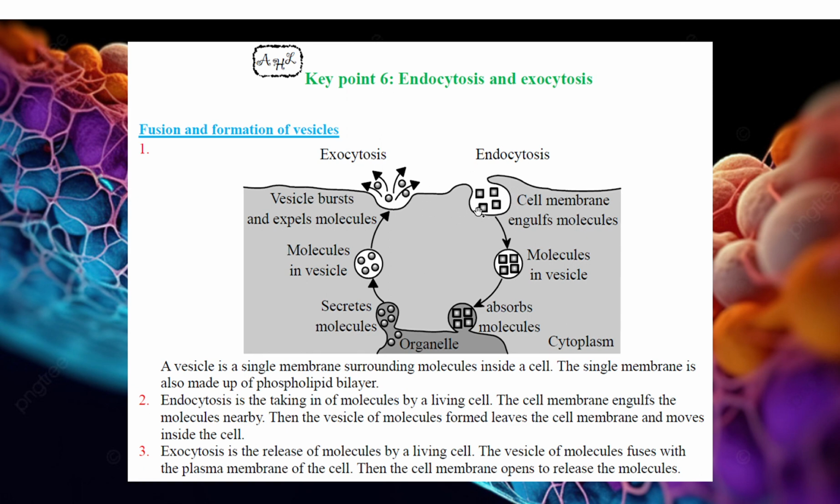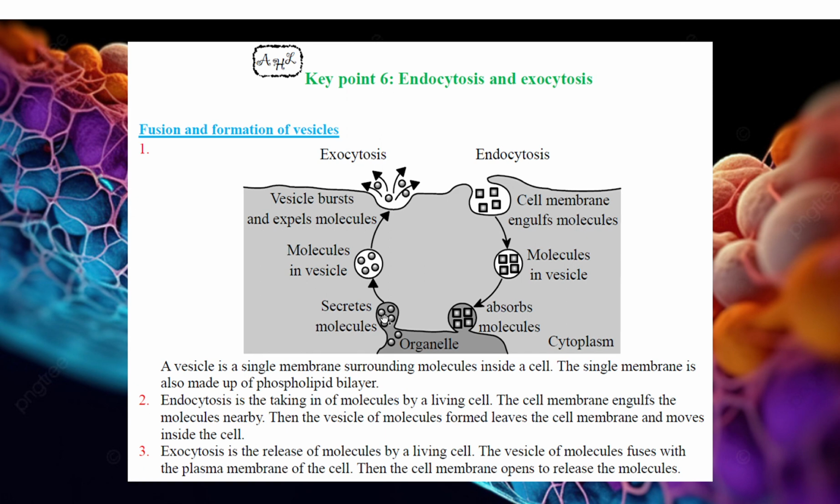At the surface of the cell membrane, it engulfs the materials and forms a vesicle. That means part of the cell membrane is broken off into a vesicle, and then the molecules in the vesicle can move around inside the cell until they go to the organelle that they target. Then the vesicle will fuse with the membrane of the organelle, and then burst, and the material can go inside. We call it endocytosis.